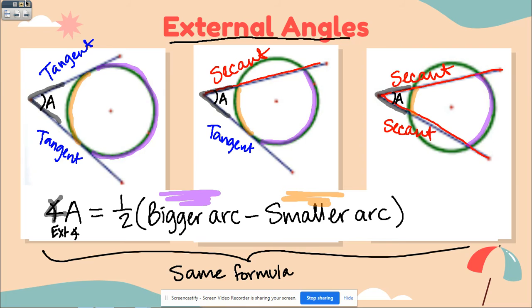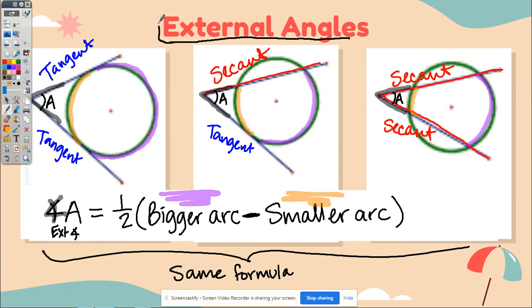So take the time to look at it carefully and you'll see that it doesn't matter if you have a tangent like the left one, or a secant and tangent like the middle one, or secant and secant like the third one on the right hand side. It's always that the external angle is equal to 1/2 the bigger arc that's contained within the two lines minus the smaller arc.